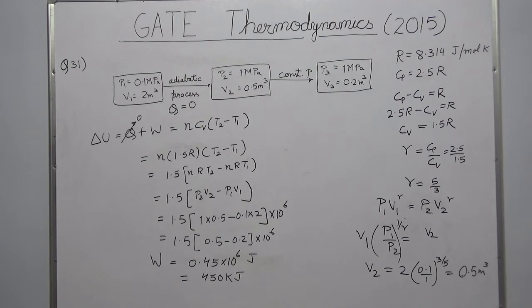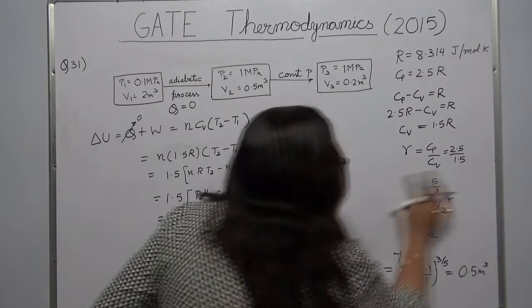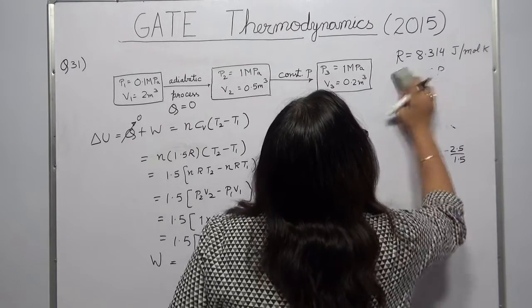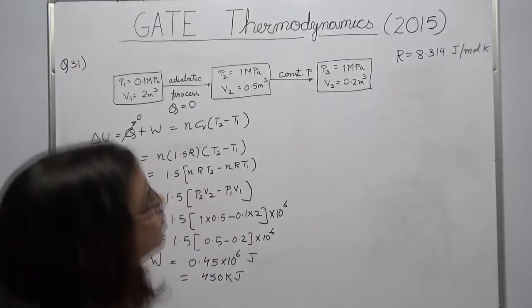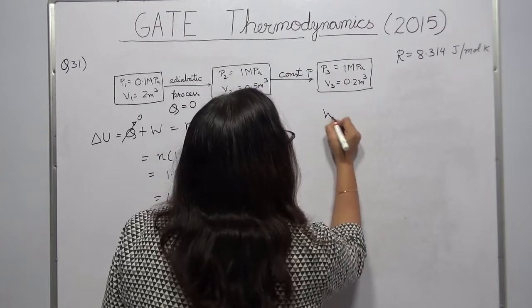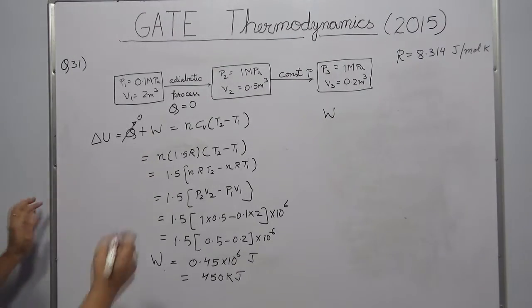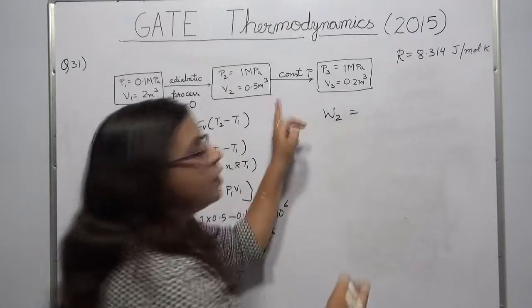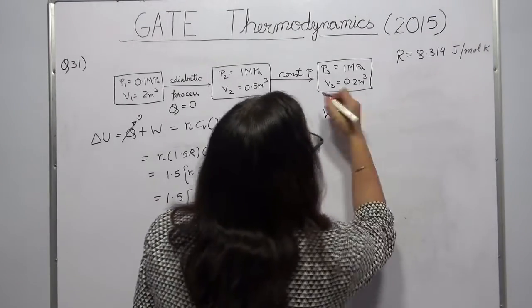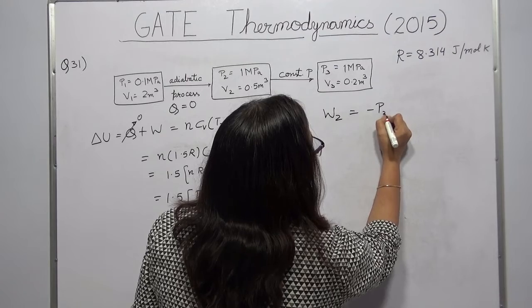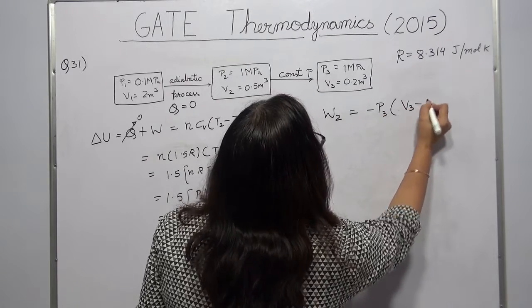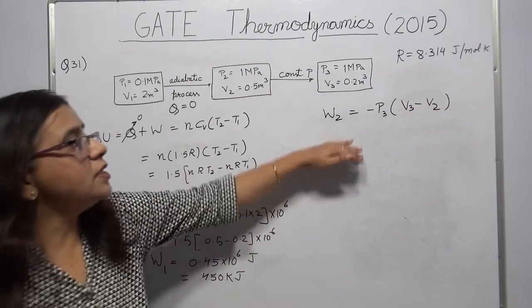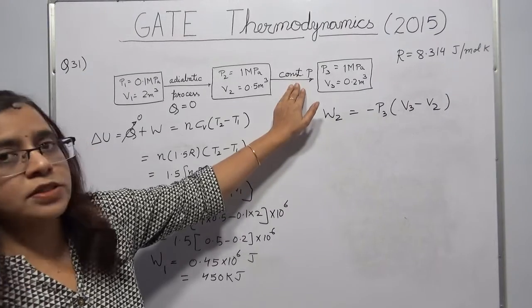So it was very simple. I could quickly calculate the work done in the adiabatic process. Now I will erase everything, because the work done for the constant pressure process is very simple. Let's say this work done is W1, and this is your W2, which will be equal to PdV work. Since the pressure is constant, it is minus P3 (V3 minus V2). This is the work done in a constant pressure process.